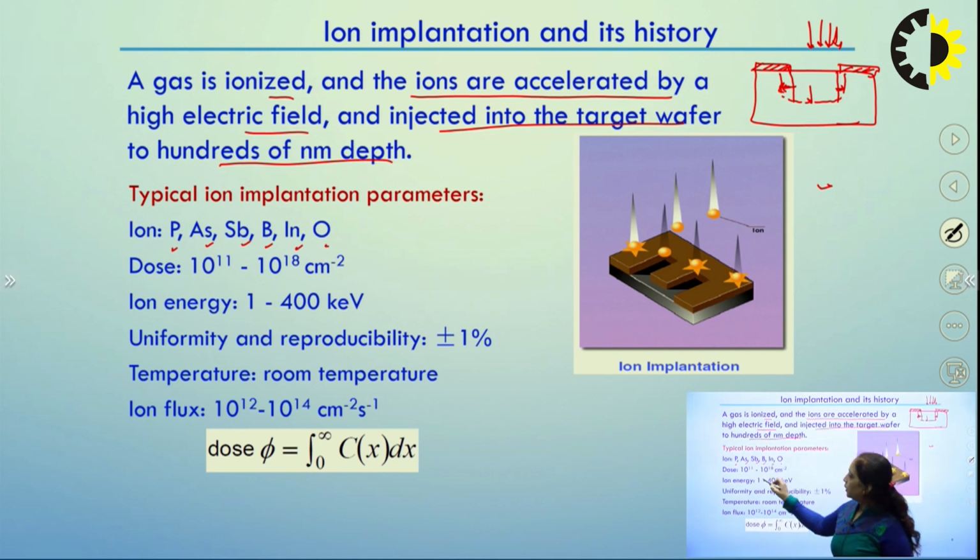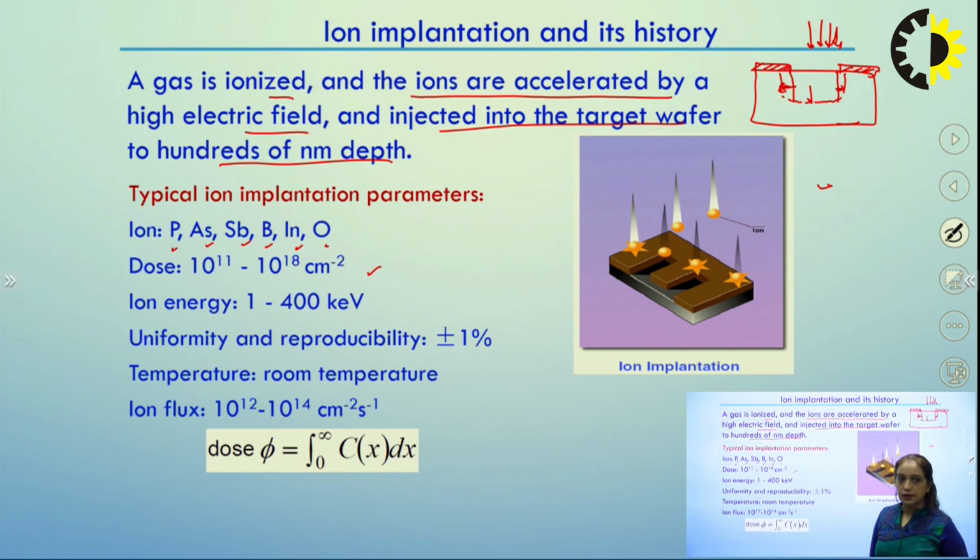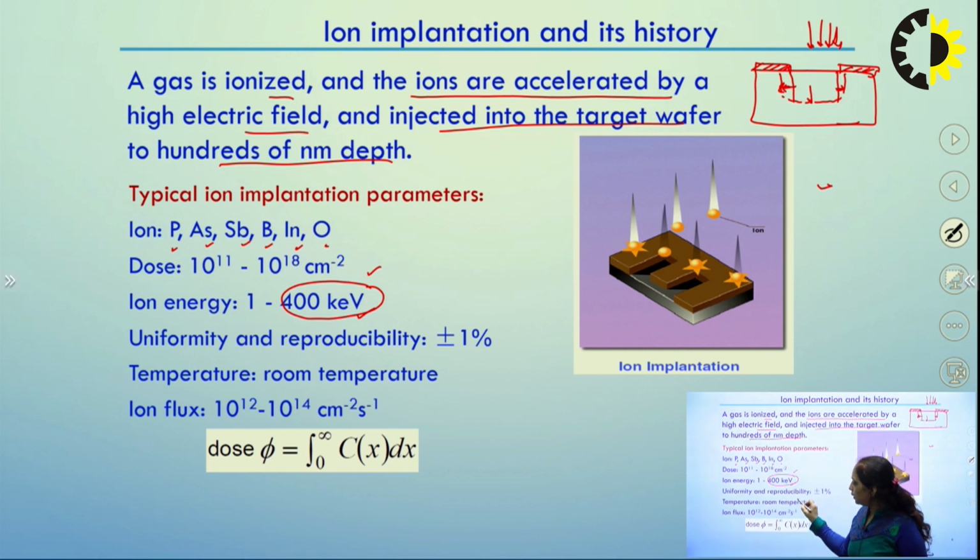ions, right. The dose which we can provide with the help of ion implantation is 10 raised to the power 11 to 10 raised to the power 18 per centimeter square. Ion energy varies from 1 to 400 kilo electron volt. So we can see that very high energy is provided, and uniformity and reproducibility is plus minus 1%. It is carried out at room temperature, and the ion flux is 10 raised to the power 12 to 10 raised to the power 14 per centimeter square per second, right.